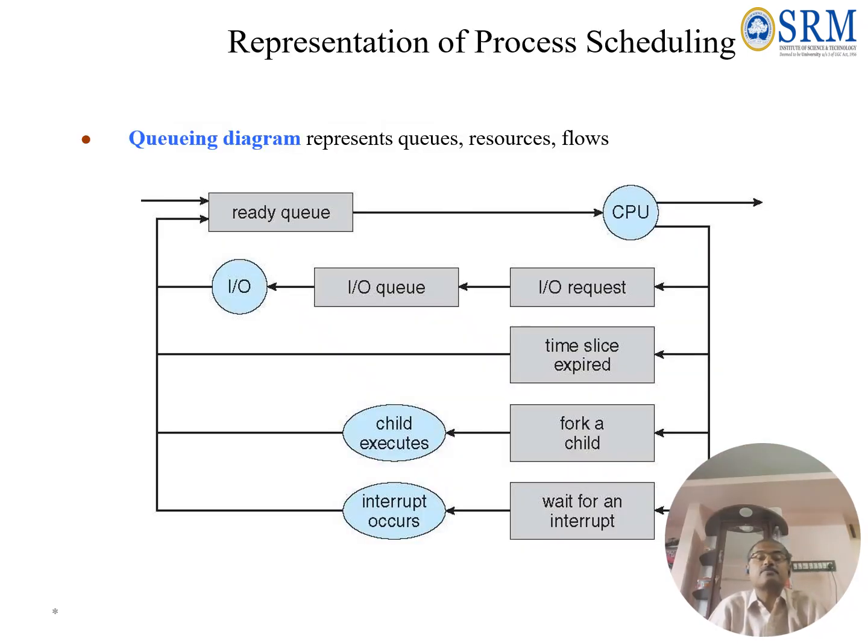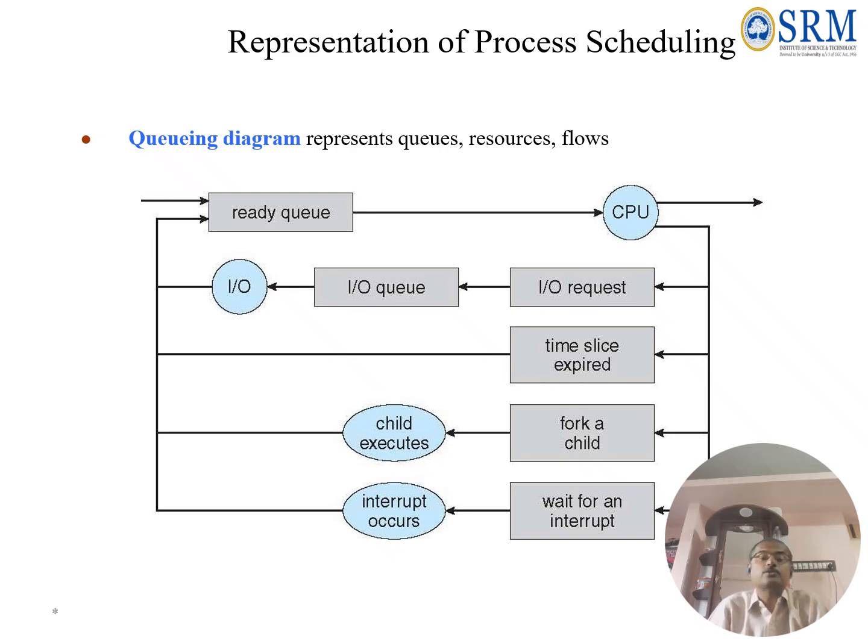So the representation of process scheduling will be like this. Here there is the CPU and there is the ready queue. Whenever there is an IO request, the process will move on to the IO queue. Then it comes to the IO, then it goes back to the ready queue for execution. If the time slice expires, then it has to go to the ready queue.